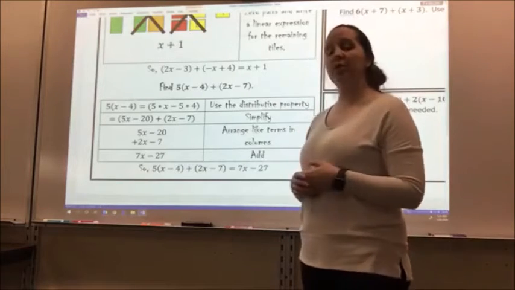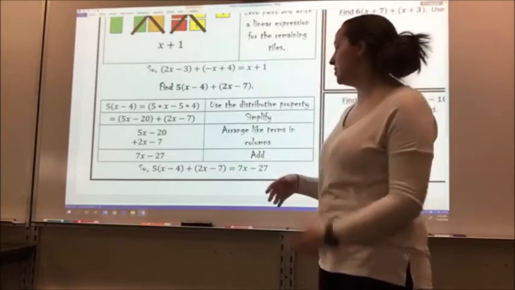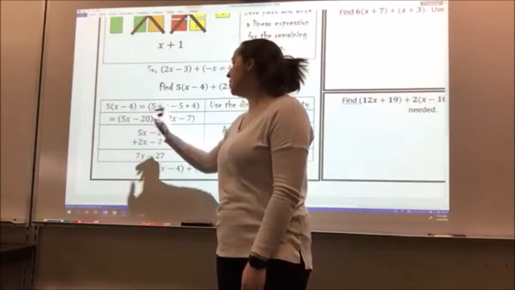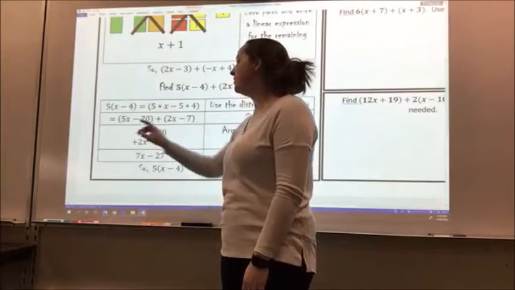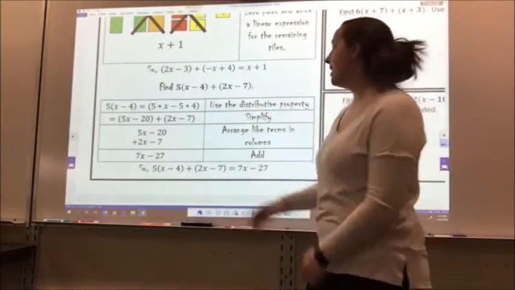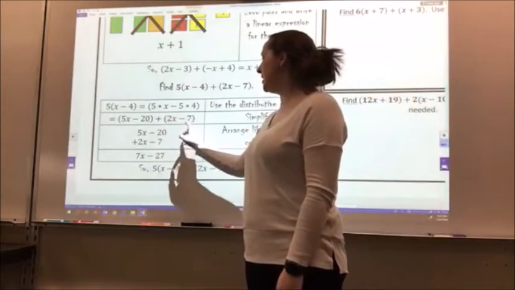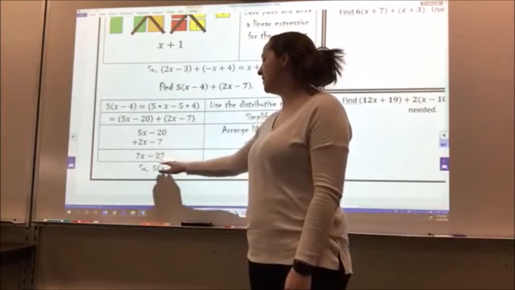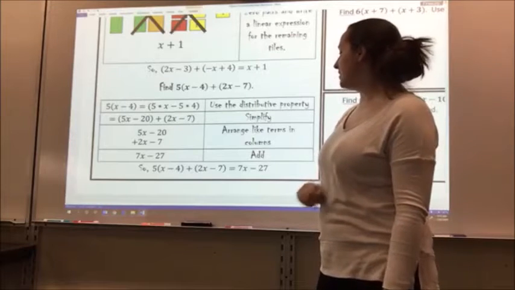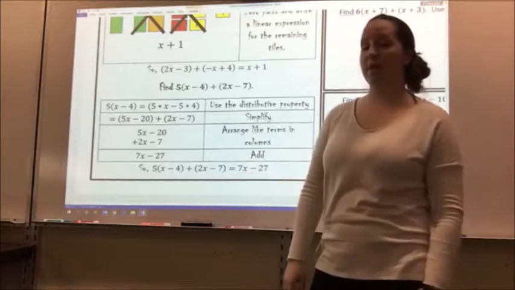So what I can do is I can look and see where my like terms are. I'm adding them together. So I have 5x minus 20 plus 2x minus 7. So 5x plus 2x, I have 7 x's total. Negative 20 plus negative 7 gives me a negative 27. Okay? So when I add them together, I get 7x minus 27.